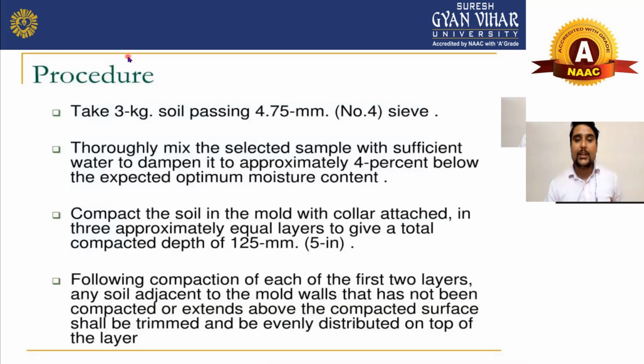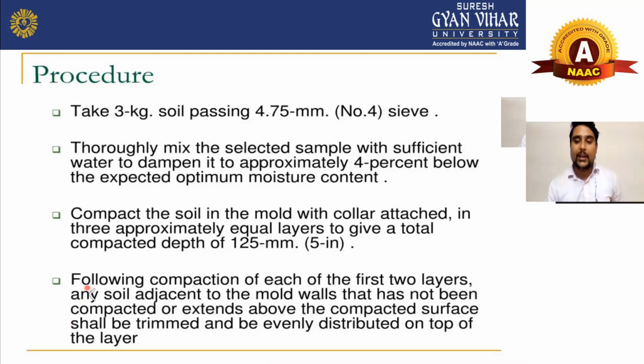Now we will see the procedure. What will be the procedure of doing this test? First, you have to take the soil passing through the 4.75 mm number 4 sieve. After that, thoroughly mix the selected sample with sufficient water, dampening it to approximately 4% below the expected optimum moisture content. Now you have to compact the soil in the mold with the collar attached in 3 approximately equal layers to give a total compacted depth of 125 mm.